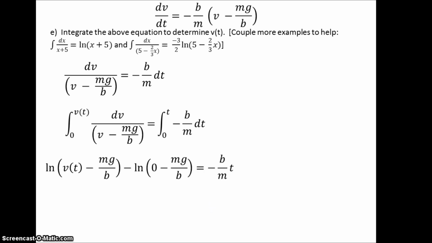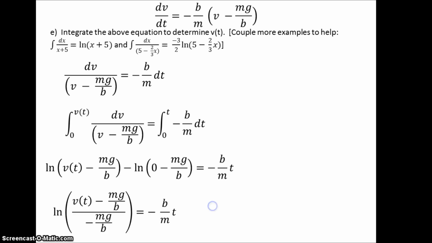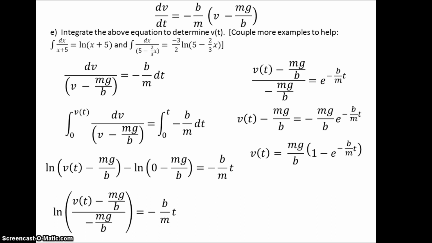That'd be the natural log of v minus mg over b, minus the same natural log evaluated at 0. And of course on the right-hand side is going to be negative b over m times t, because it was t to the 0th power. And then finally simplifying, rearranging, we get the following.